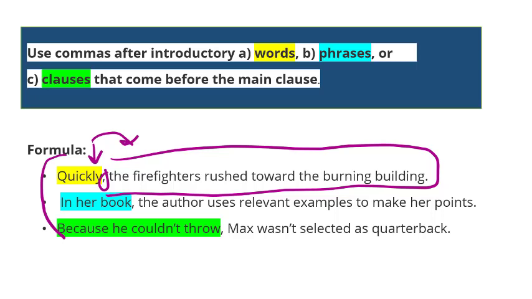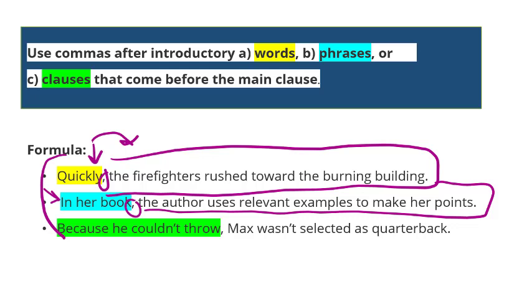The next one is an example of a phrase. So we have, "In her book, the author uses relevant examples to make her points." So here we have our comma after the intro, and then we have "the author uses relevant examples to make her points." And you can see here that this is a complete sentence. And so the first part should make sense. Where does the author use relevant examples? And then here we have in her book. So it tells us where that occurs.